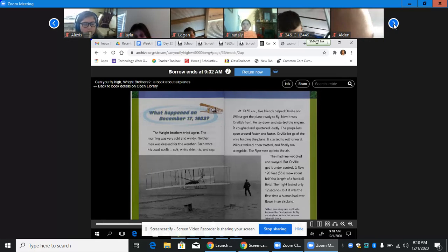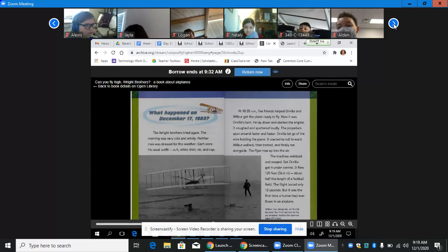Orville let go of the wire holding the plane. It started to roll forward. Wilbur walked, then trotted, finally ran alongside the flyer. And the flyer rose up into the air. The machine wobbled and swayed, but Orville got it under control. It flew 120 feet, which is about half the length of a football field. The flight only lasted 12 seconds, but it was the first time a human had ever flown an airplane.